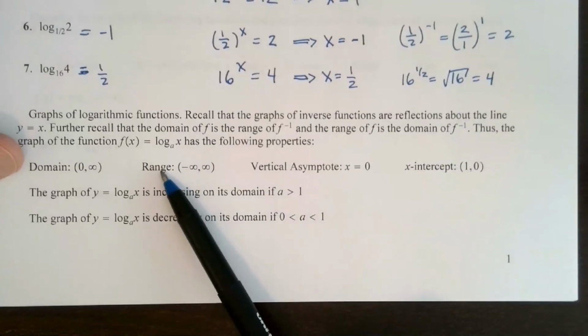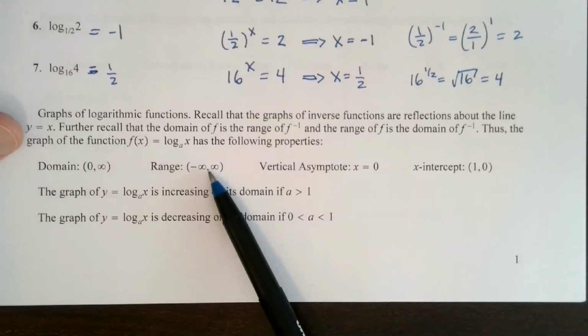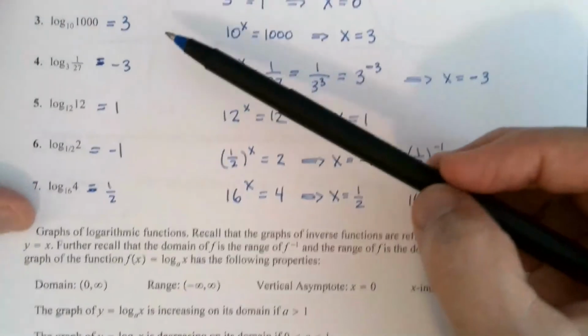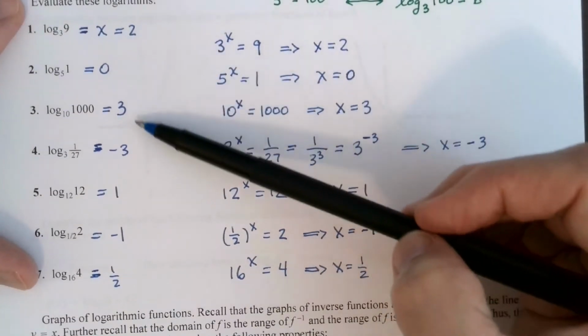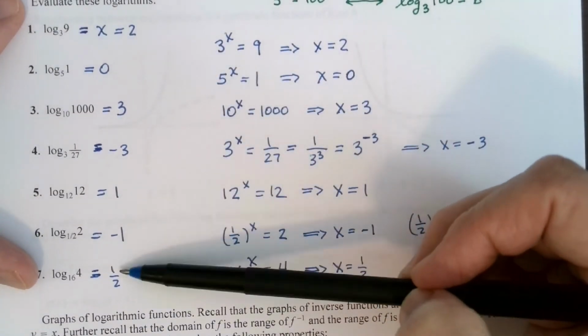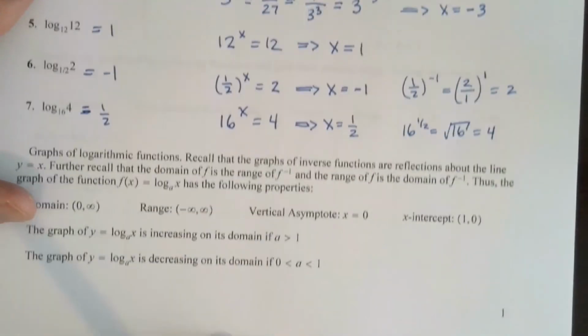What's the range of our log functions? The same as the domain of our exponential functions, which was all real numbers. And notice I'm getting that. Look at the outputs I'm getting here. The outputs I'm getting are positive numbers, 0, negative numbers, right? I get any real number I can get as an output to the log functions.